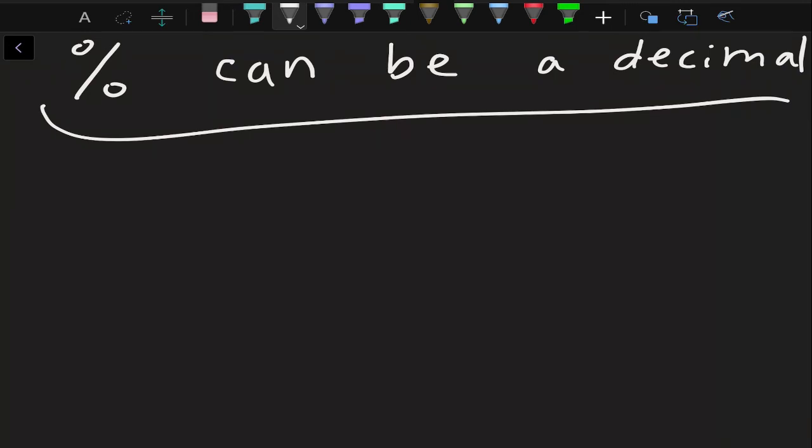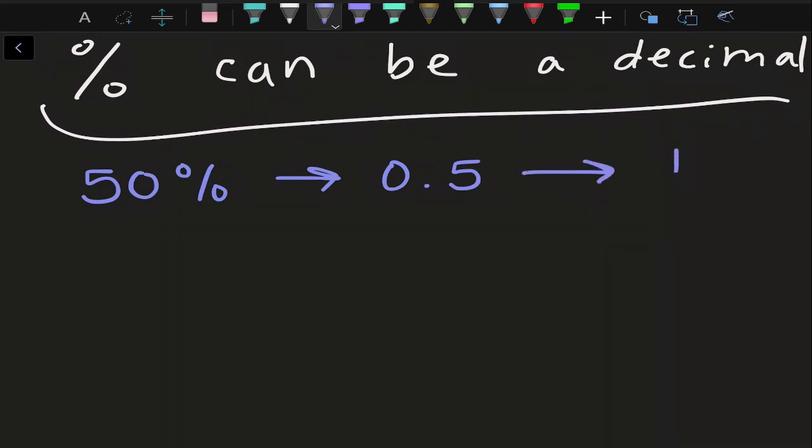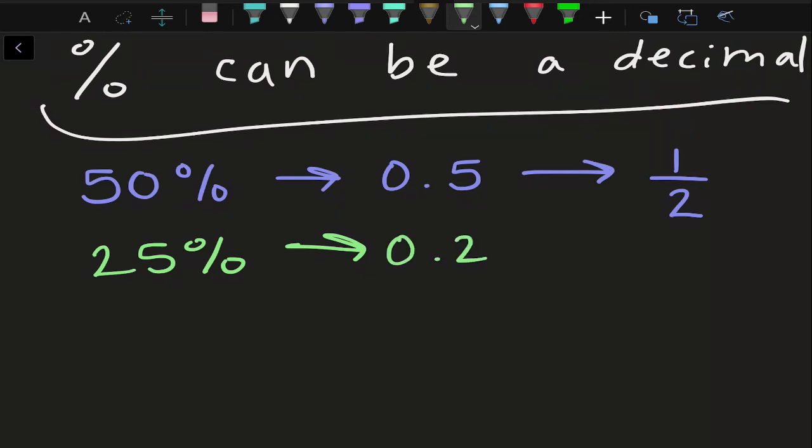Well, we know already from above that if I have 50%, this is also equivalent to 0.5, which is also equivalent to 1 over 2. Okay, and another example is I know that 25% is equivalent to 0.25, which is equivalent to 1 over 4.